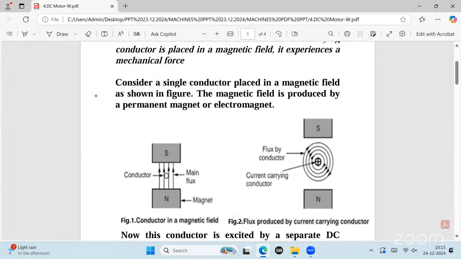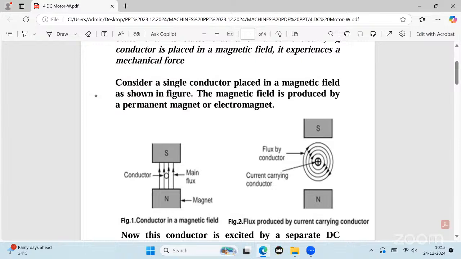Now this conductor should rotate. The final conclusion is that the conductor should rotate automatically. What is our target? The conductor should rotate automatically. How is it possible? If it rotates, it is a DC motor. If the armature rotates, it means DC motor. The armature is nothing but a conductor. If the armature rotates, we got a DC motor. Our target is finished.